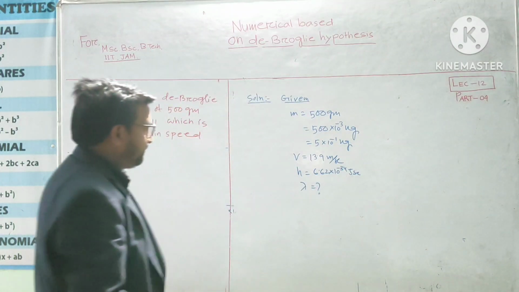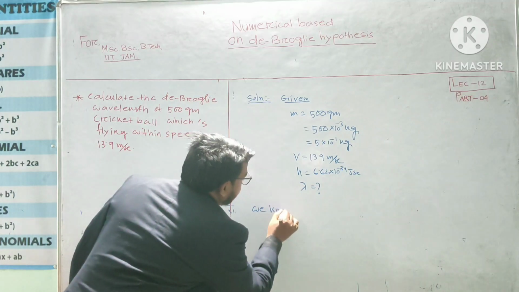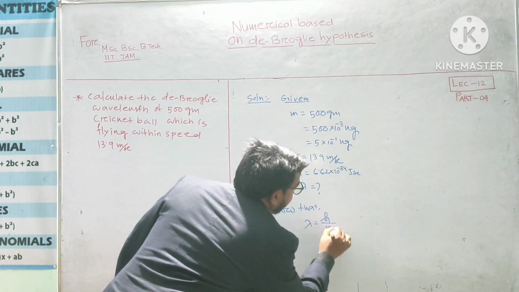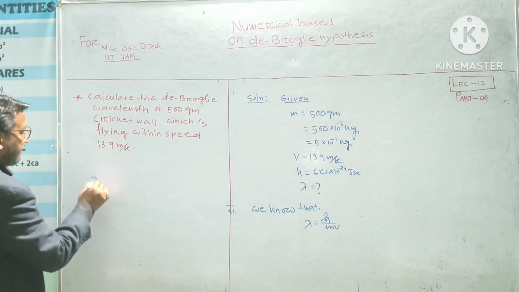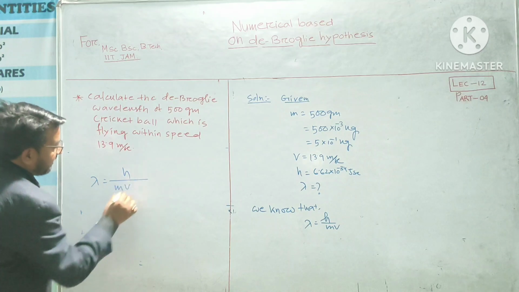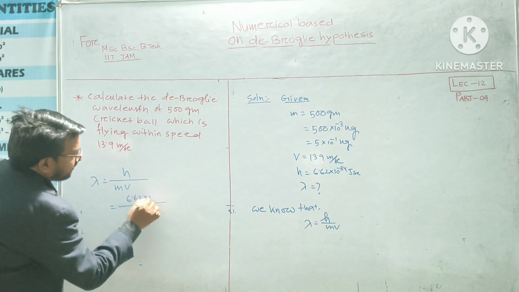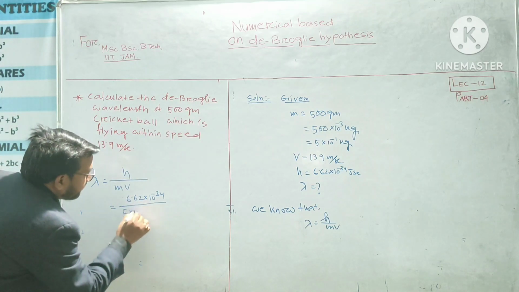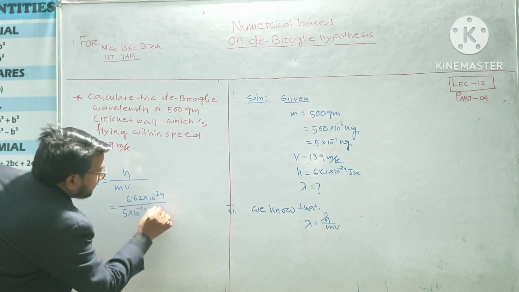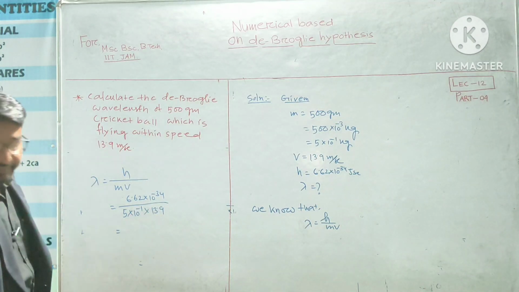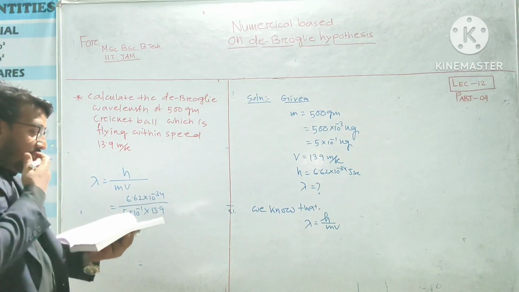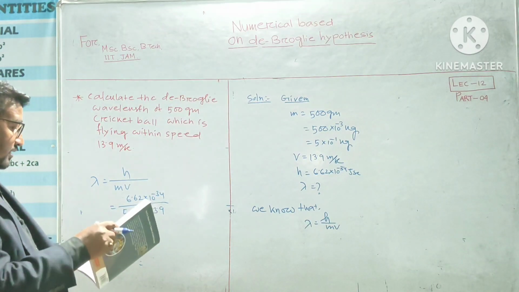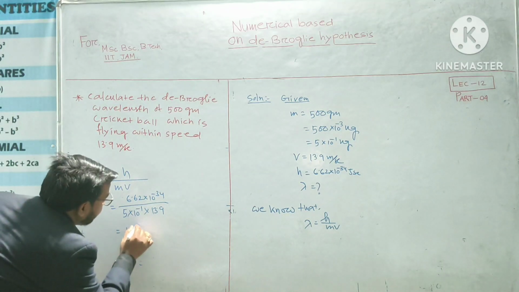Okay, so we know that by using the de Broglie wave equation, lambda equals h by mv. So lambda equals h by mv, the value of h equals 6.62 into 10 to the power minus 34, and m equals 5 into 10 to the power minus 1, and velocity equals 13.9. After solving this part, we will get 10 to the power minus 24 angstrom.